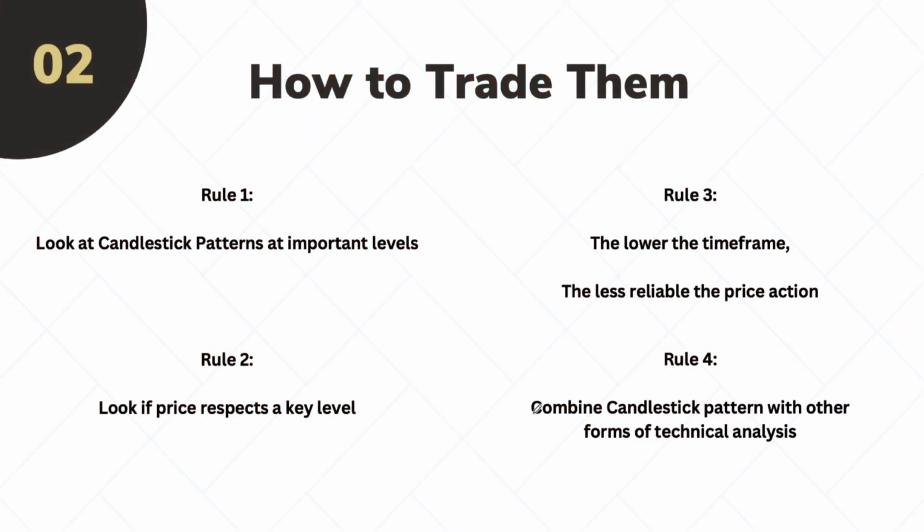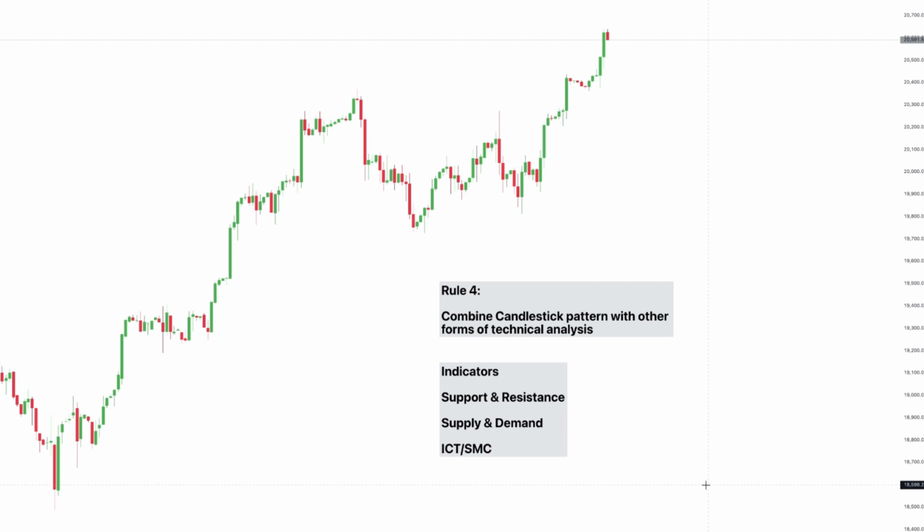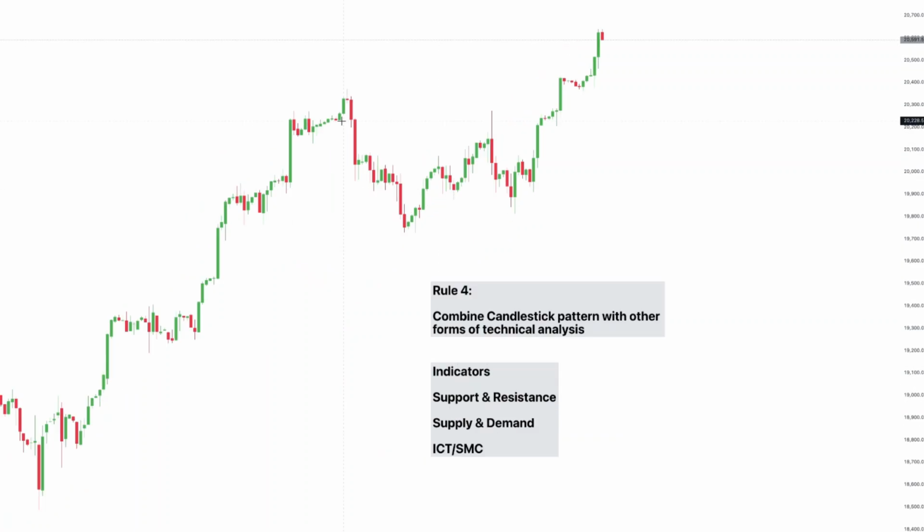Rule number 4 is combine candlestick patterns with other forms of technical analysis. And what you think of with this 4th rule is candlestick patterns alone are not going to do it for you. Candlestick patterns are a way to read price. But you need more for that. You need a language to speak to the market. And there are so many different languages you can speak to the market. You can use indicators, you can use support and resistance, you can use supply and demand, you can use ICT or smart money concepts. And there are so many more languages you can speak to the charts.